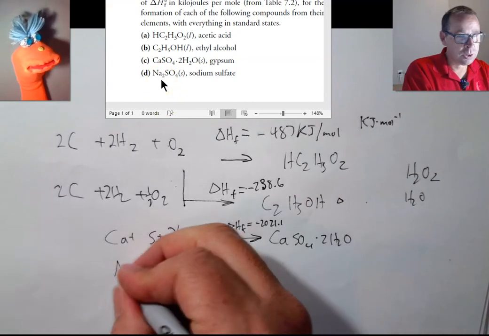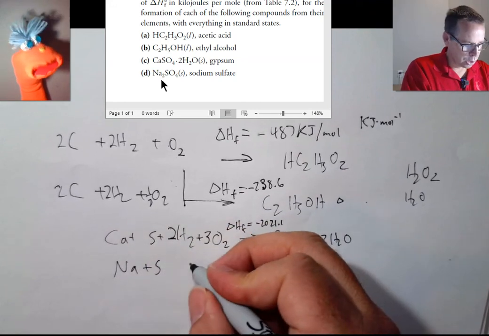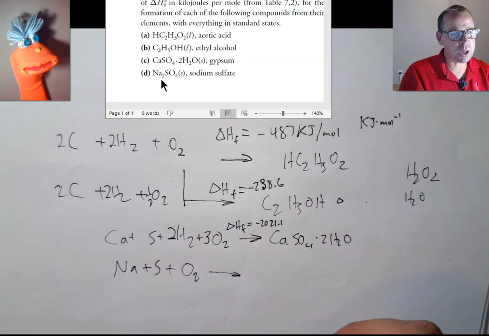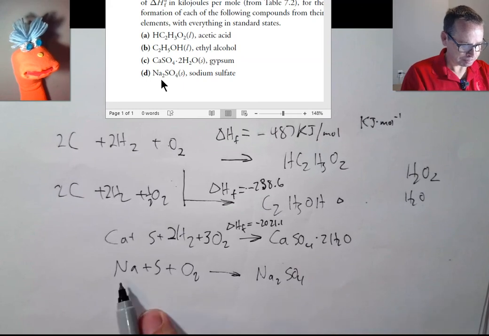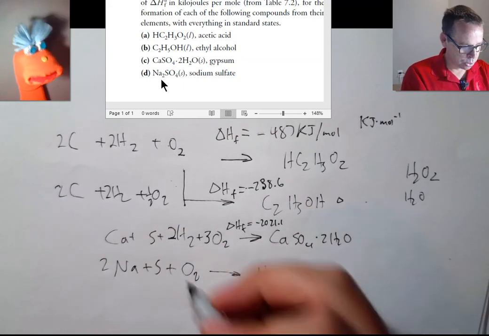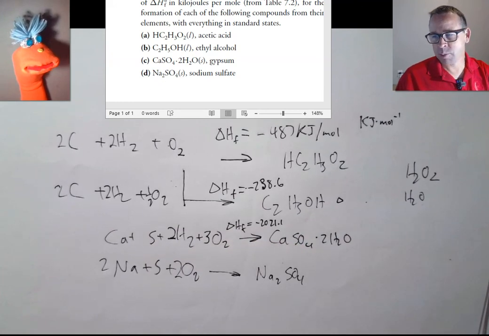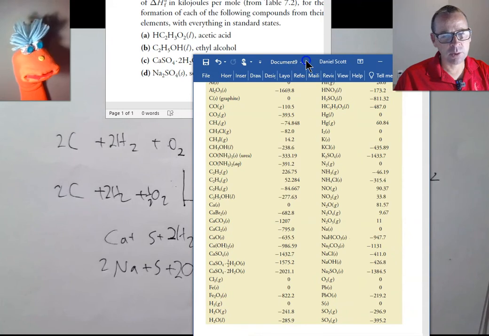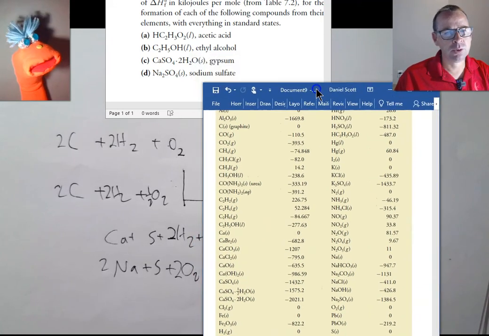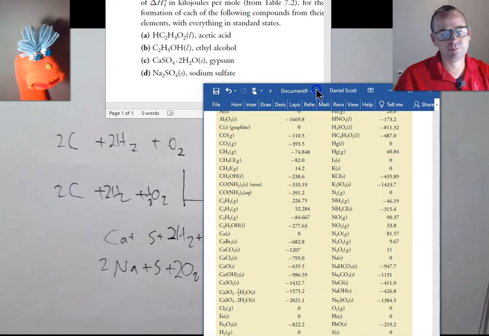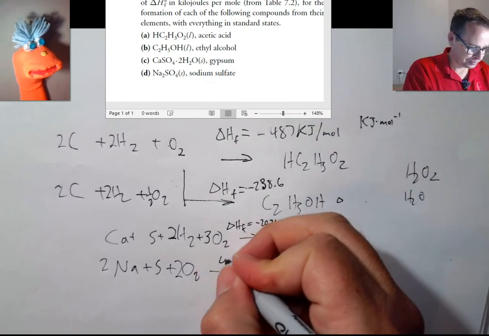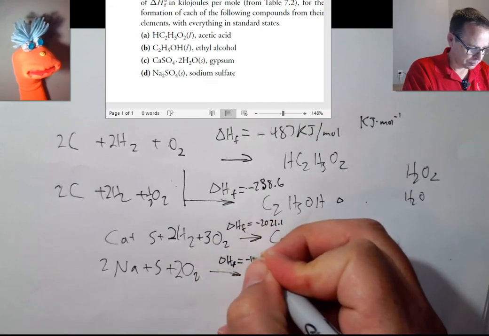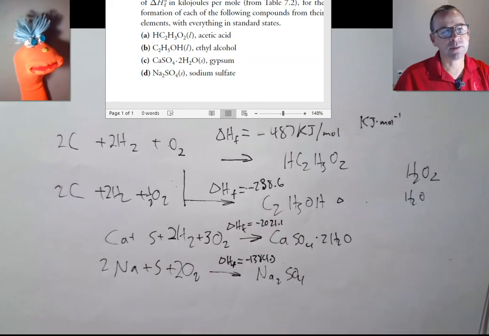All right, last one. You need sodium, sulfur, and oxygen gas. Very good. Combining together, what are our products? It's just one of those things. Yep, that's right. 2 sodiums, 2 oxygen gases, and that's it. Very good. Bring back our table here. Find it? Na. There it is, 1384.5. Good. Negative 1384.5. All right. Excellent. Next question.